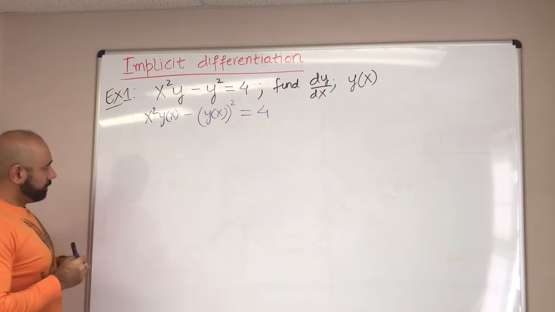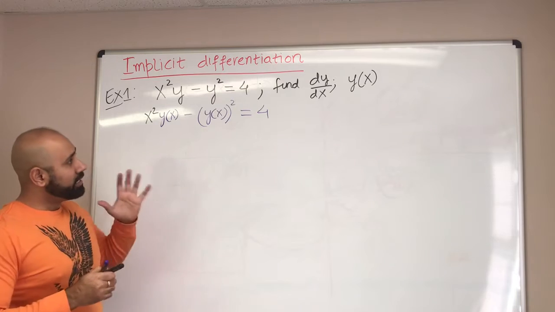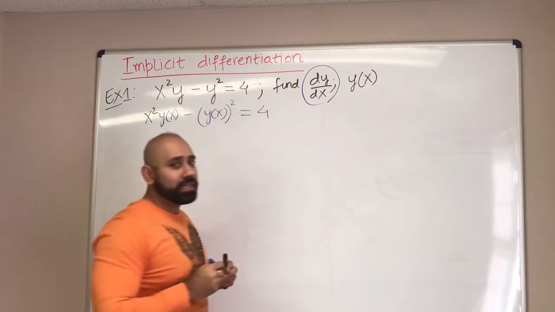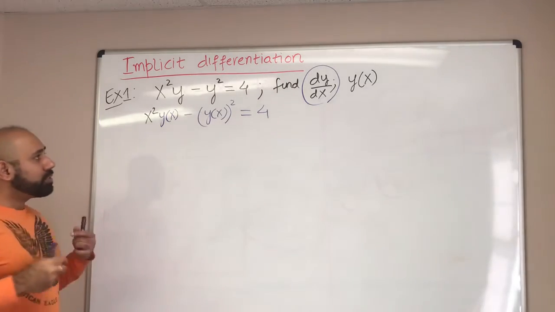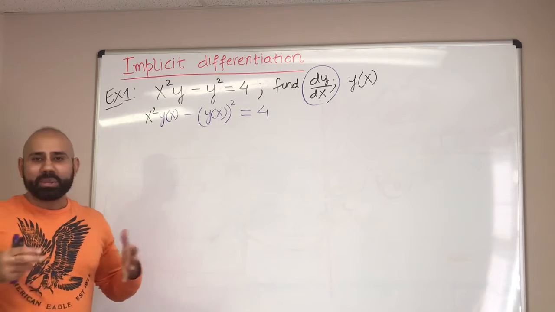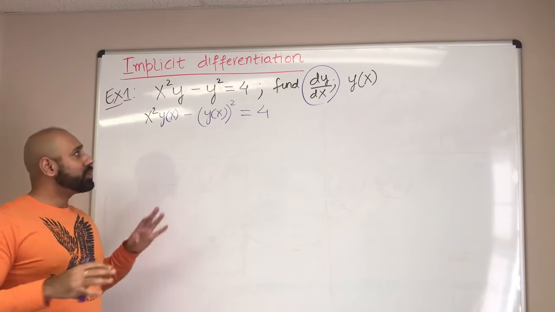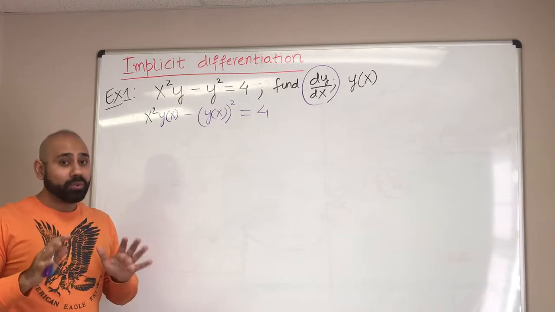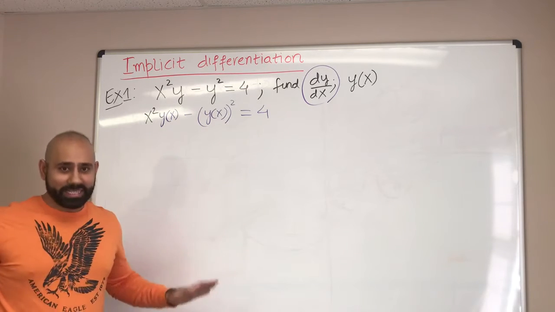Now in order to find dy over dx, because that is what we have to find, our goal is to find the derivative of y with respect to x. Again, we can clearly see it is going to be a little complicated to just solve it first for y and then take dy over dx. And that is what we have been doing so far with all the examples.